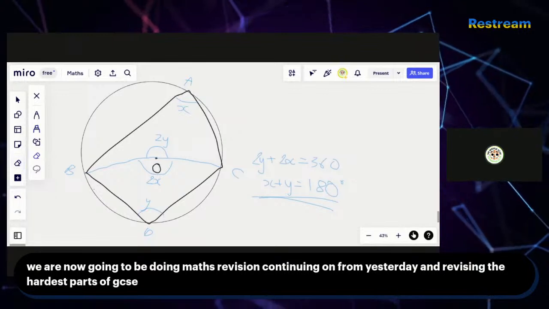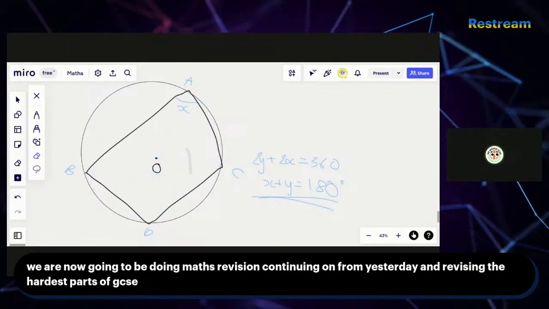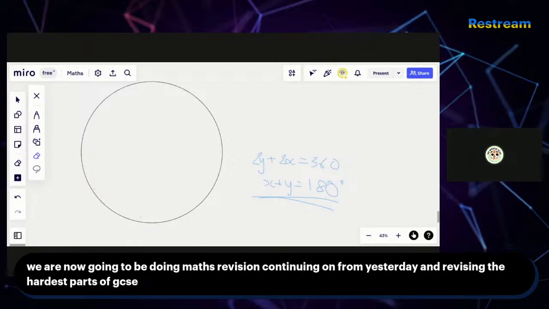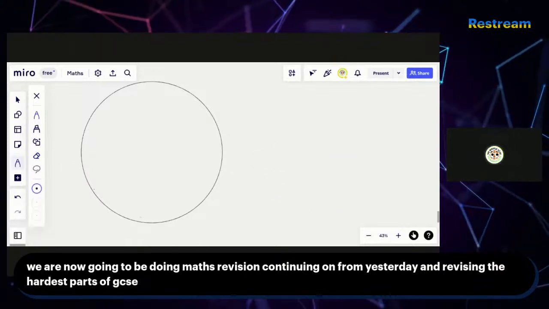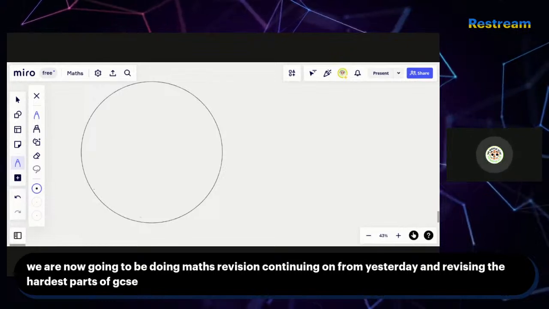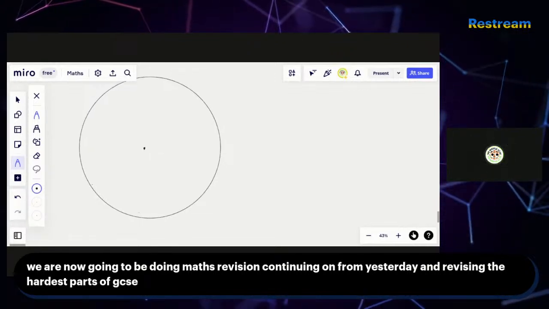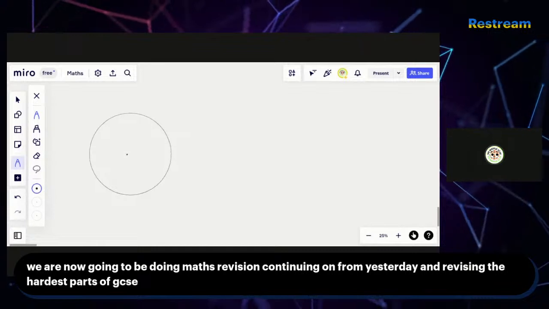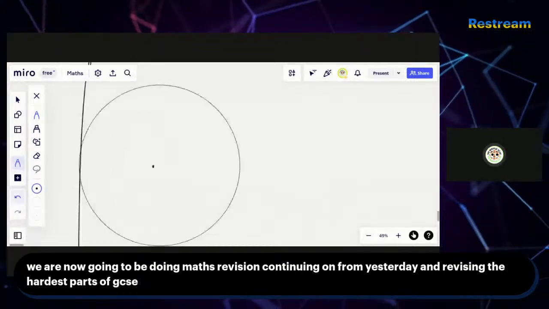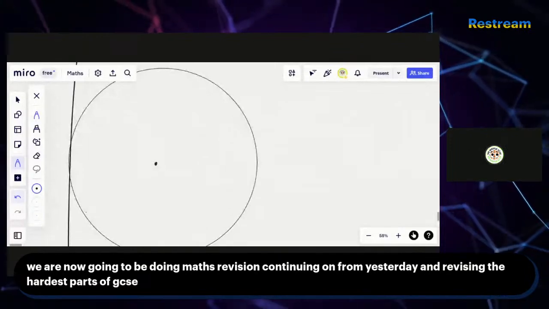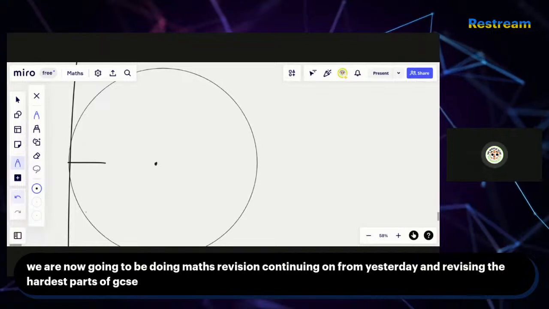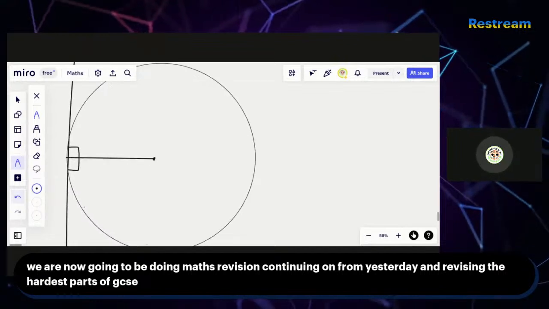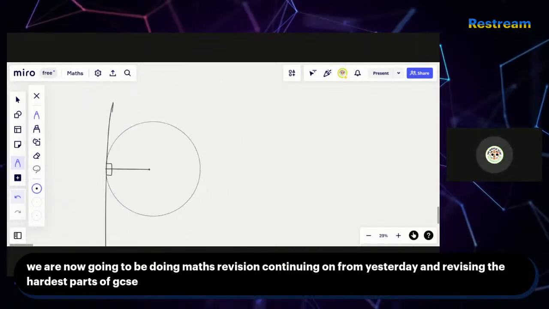Okay. Let's now revise the right angle theorem. So the right angle theorem comes into account when we're saying that, say this is the center, and we say that a tangent to the circle at the point it touches the circle will form a right angle. Now we have to prove that this is true. So this is a hard one to prove. We do this by proof by contradiction.